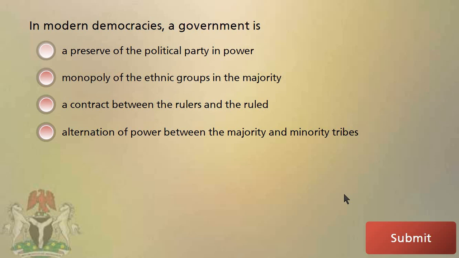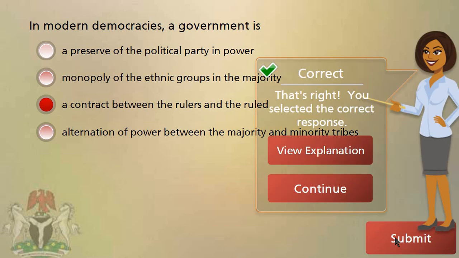Question 9. In modern democracies, a government is: A. The preserve of the political party in power, B. The monopoly of the ethnic groups in the majority, C. A contract between the rulers and the ruled, D. Alternation of power between the majority and minority tribes. In modern democracy, a government is an agreement between the leaders and followers. So it has to be a contract between the rulers and the ruled, which is C.